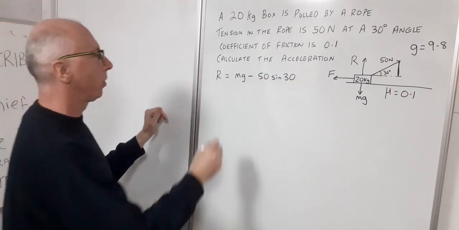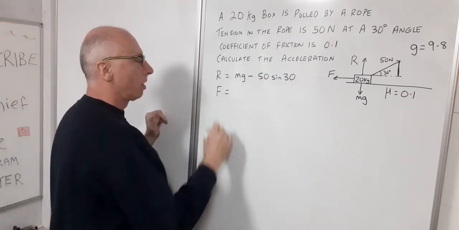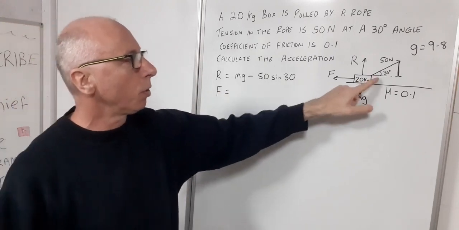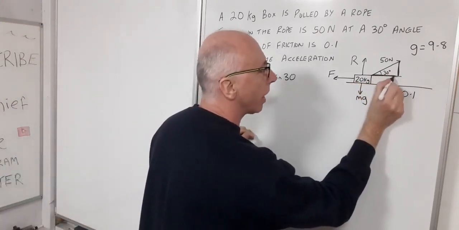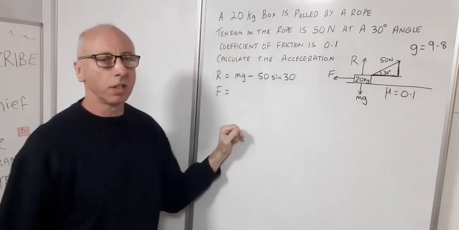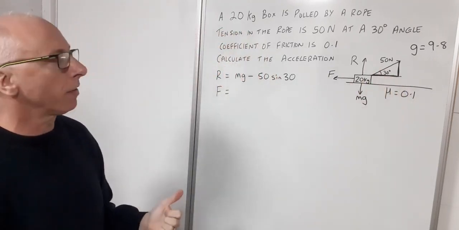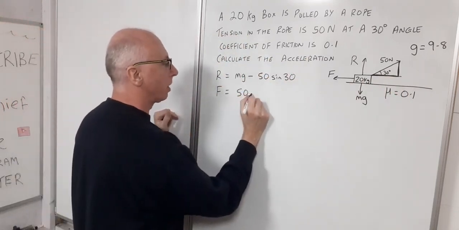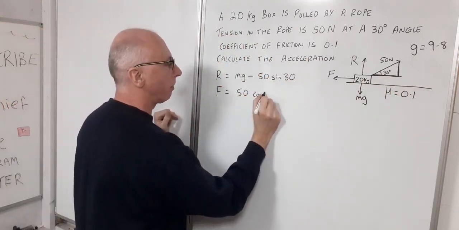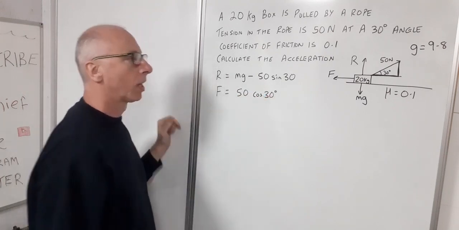Okay, now the horizontal force. The force will be the magnitude of the force going in this direction, and as it's adjacent to the 30-degree angle, we can use cosine of 30 times the magnitude of 50. So it's 50 times cosine of 30 degrees.